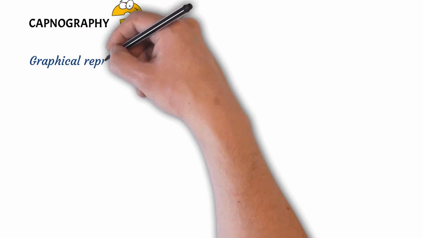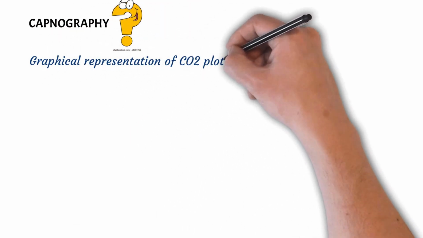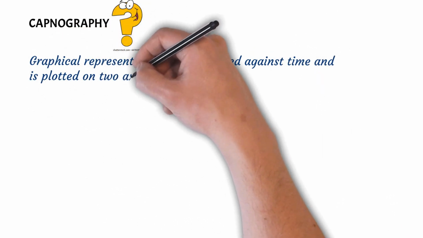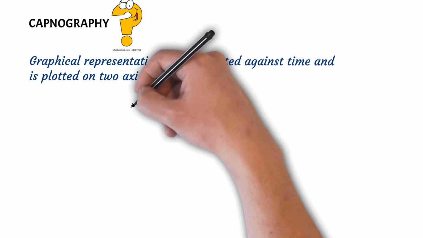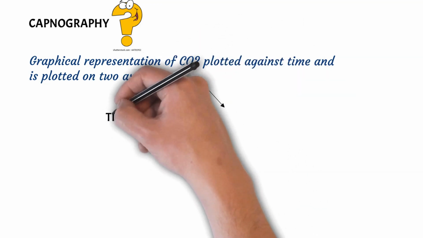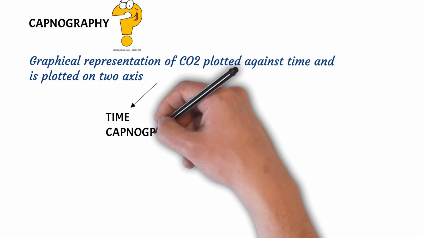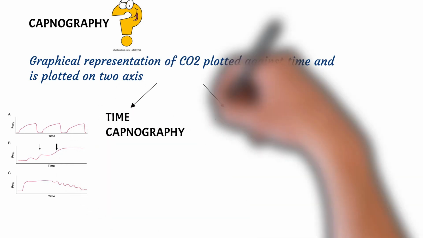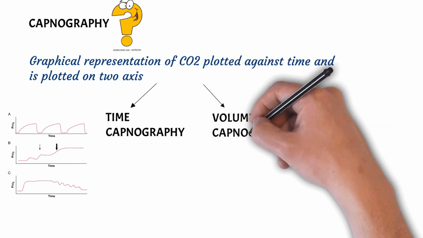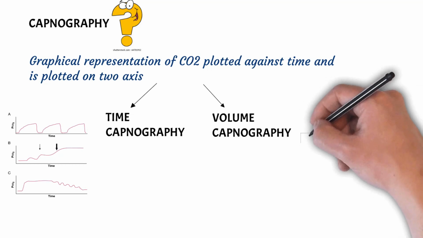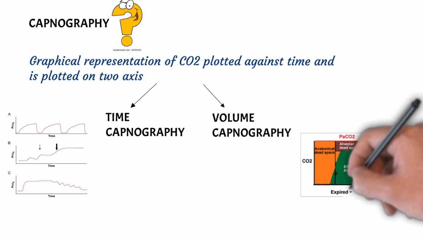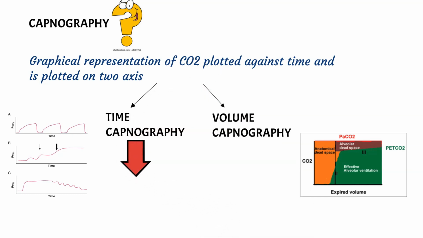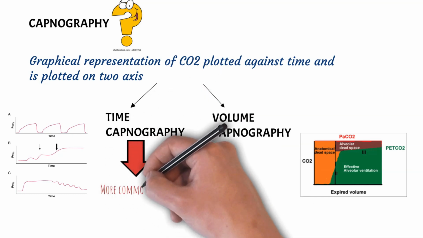Capnography is a graphical representation of CO2 plotted against time, and it is plotted on two axes. If it is plotted against the time axis, this is known as time capnography, and if it is plotted against the volume axis, this is known as volume capnography. On the left side, we have a graphical representation of the time capnography, and on the right side, a graphical representation of the volume capnography. Time capnography is most commonly used.